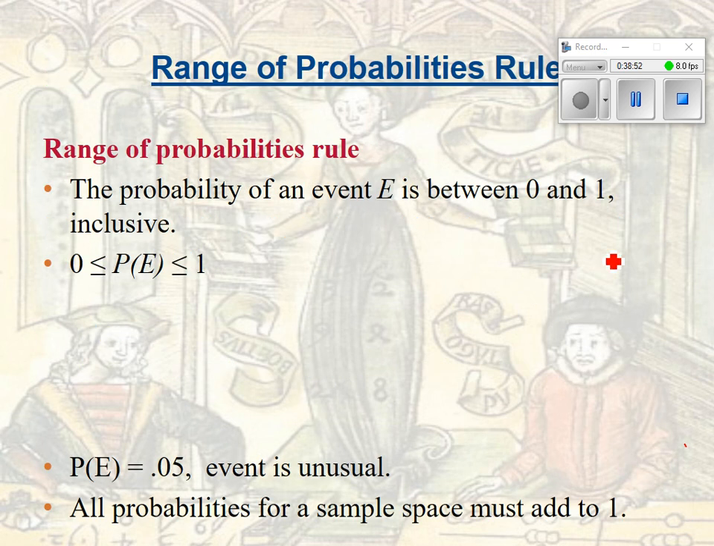Range of probabilities. All probabilities have to be between 0 and 1. All probabilities must fall between 0 and 1. So if you get a probability that's negative 0.5, you messed up. If you get a probability that's 2.8, you messed up.